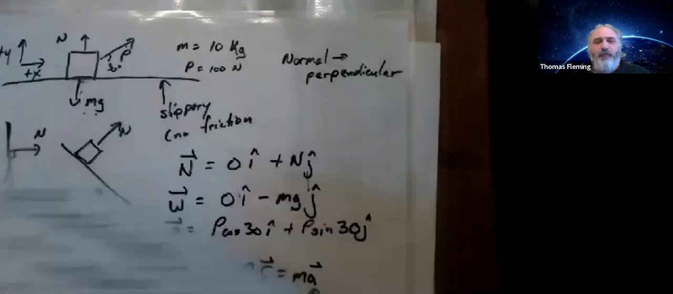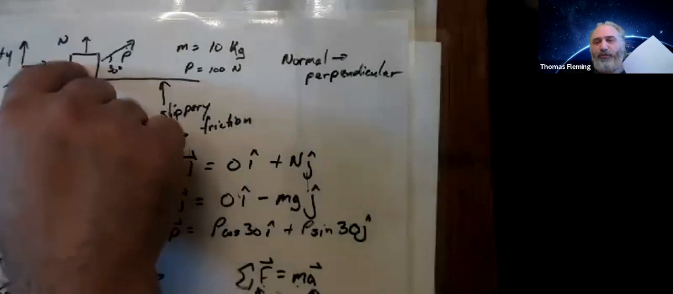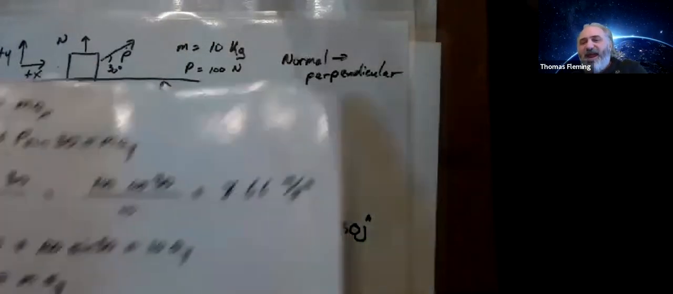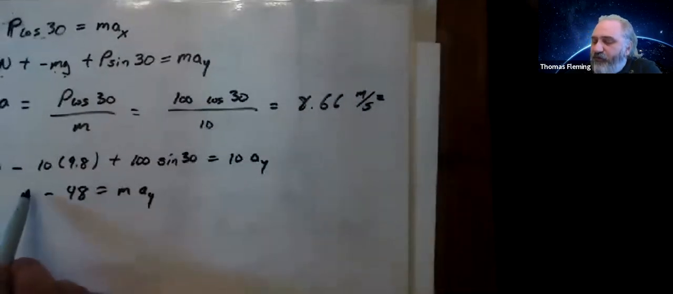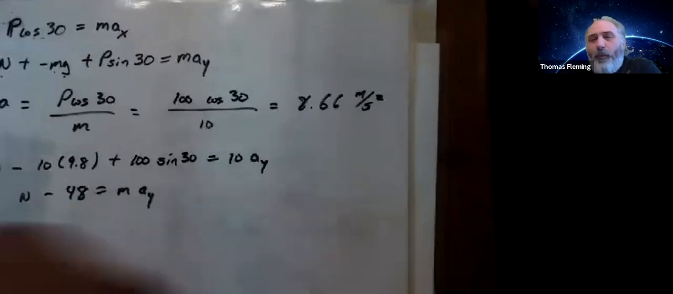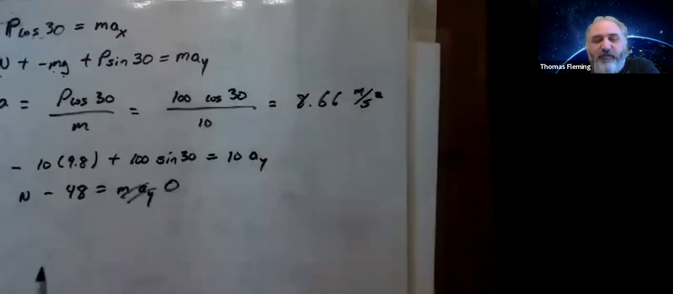However, by the same reasoning, it's not going to fall through the ground either, right? So the force of the ground pushing up is going to prevent it from falling at all. So I expect from common sense that this object won't move up and down at all, and I can tell that the acceleration has to be 0.